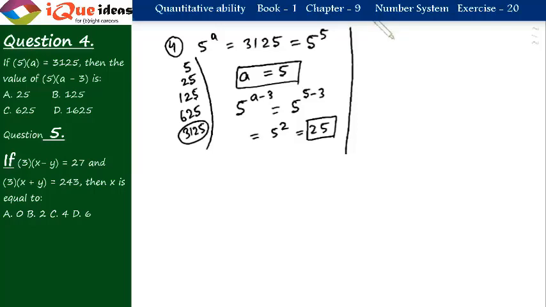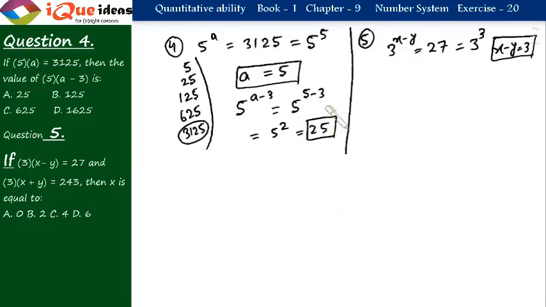Okay. Now the next question. Similarly, we know the powers of 3. The powers of 3 are 3, 9, 27, 81, 243 and so on. So here the question says 3 raised to the power x minus y is equal to 27, which is 3 raised to the power 3. So we get one equation as x minus y equal to 3. Bases are same, so we have equated the powers.